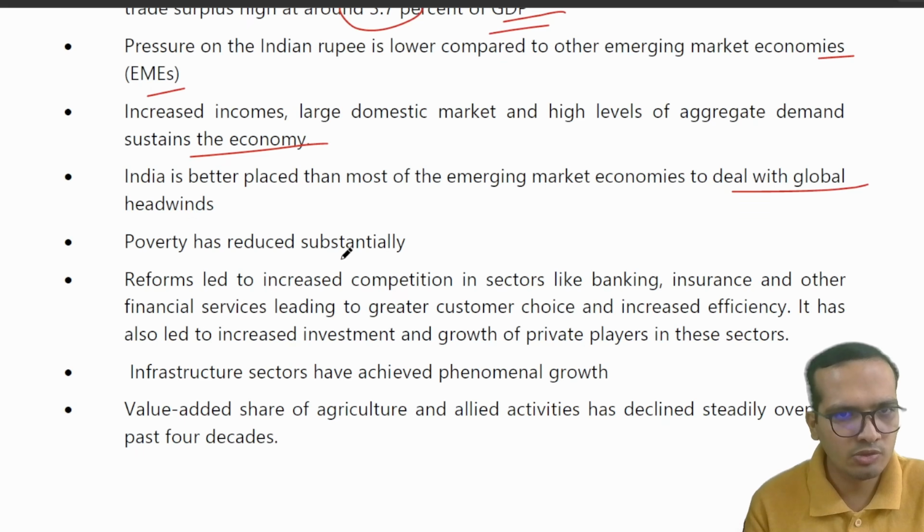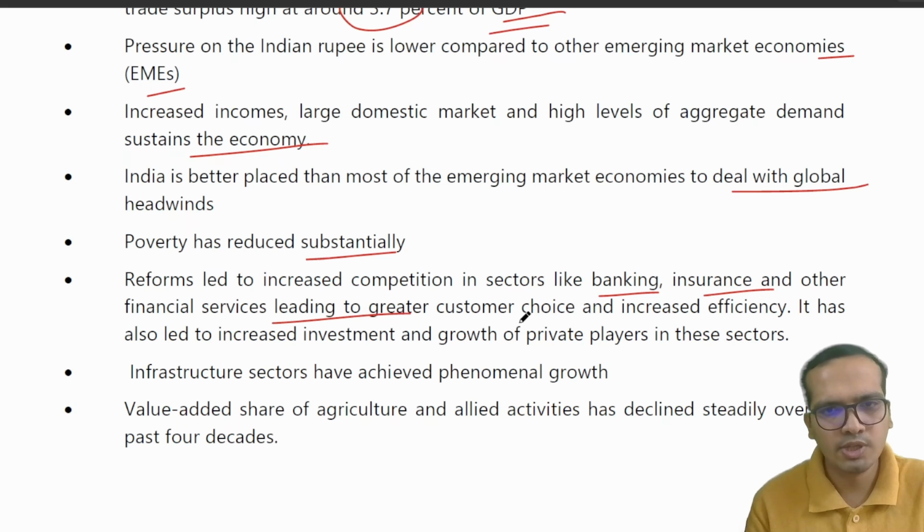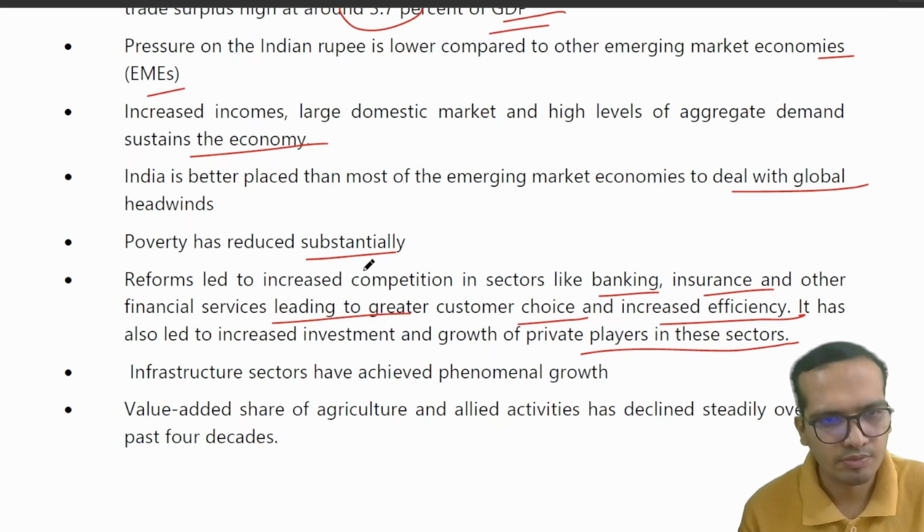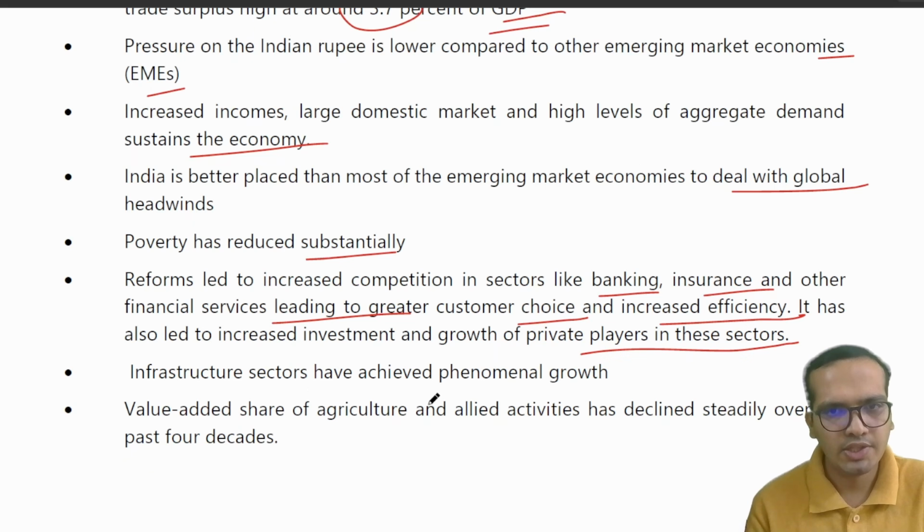Poverty has reduced substantially. Reforms led to increased competitiveness in sectors like banking, insurance, and other financial services, leading to greater customer choice and increased efficiency. It has also led to increased investment and growth of private players in these sectors. Infrastructure sector has achieved phenomenal growth. Value-added share of agriculture and allied activities has declined steadily over the past 4 decades.